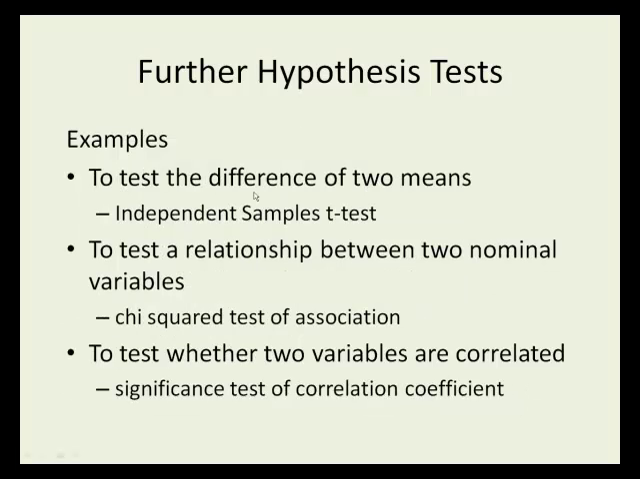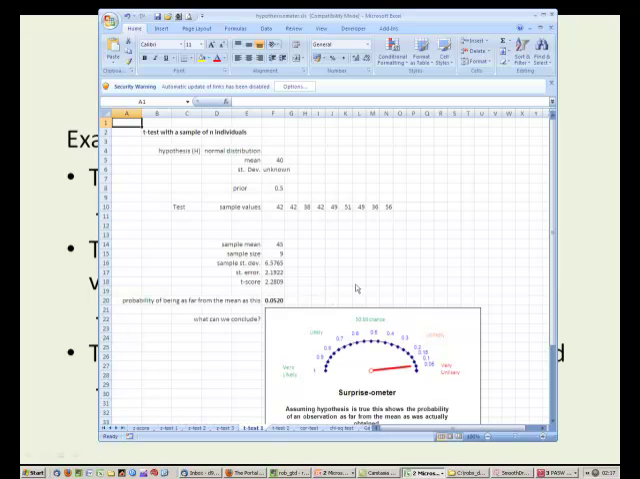Now, we'll look at the following kinds of tests. To test the difference of two means, so where you have what is called an independent samples t-test. To test relationships between two nominal variables, so you have categorical variables, such as age, sex, occupation. You want to see if there's any link between those. Or to test whether two variables are correlated, such as environmental degradation and growth. Now, first of all, we'll look at some of these in this spreadsheet.